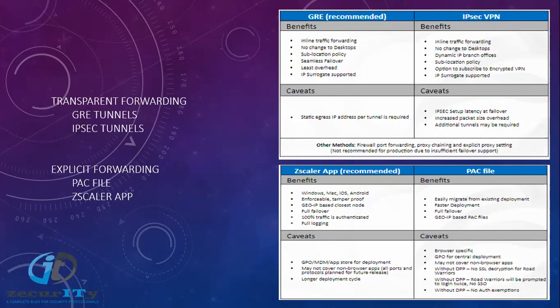PAC files. A PAC file is just JavaScript that you can include in user browsers, and this is an easy way of migration where you can update a few configuration changes, like mentioning the VIP or proxy IP of the Zscaler cloud, and forward the traffic. GeoIP-based PAC files are possible in Zscaler as well, and the PAC files can be pushed through GPOs.